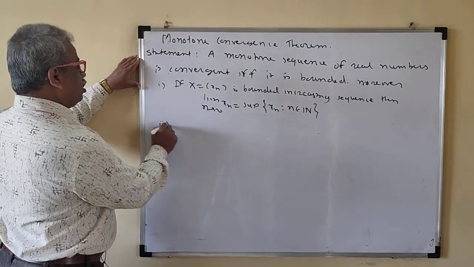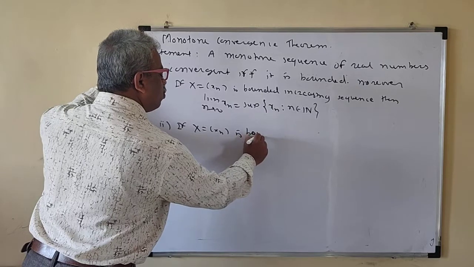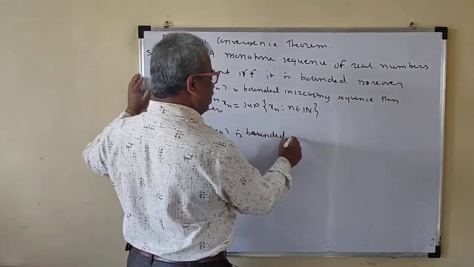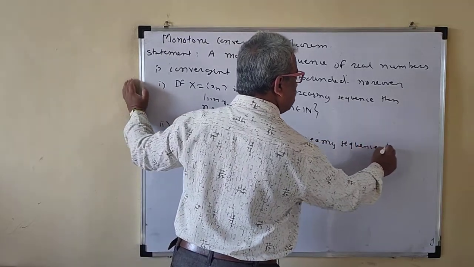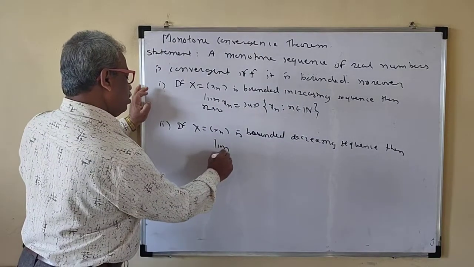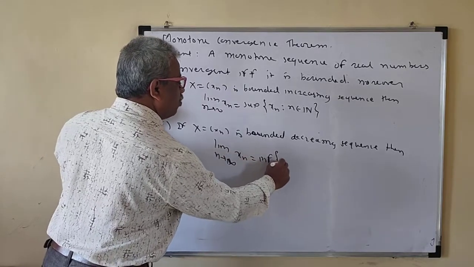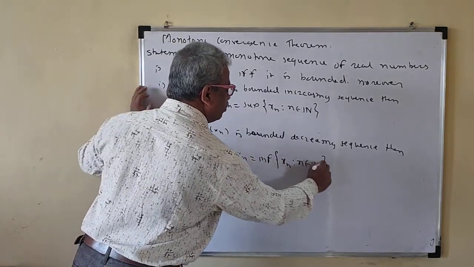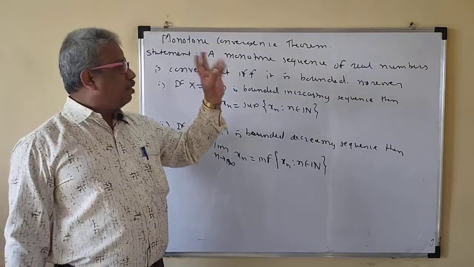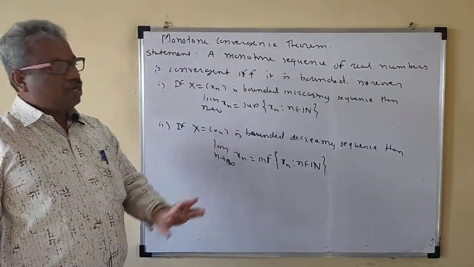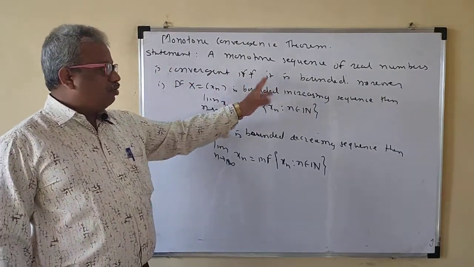Second, if X = (xn) is a bounded decreasing sequence, then the limit as n tends to infinity of xn is equal to the infimum of {xn : n belongs to N}. So what is this? The monotone convergence theorem says every increasing or decreasing sequence of real numbers is convergent if and only if it is bounded.